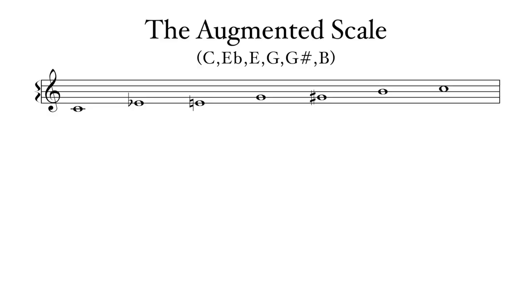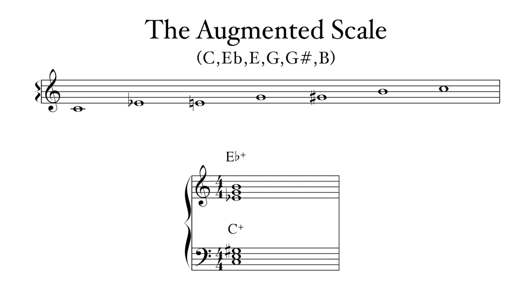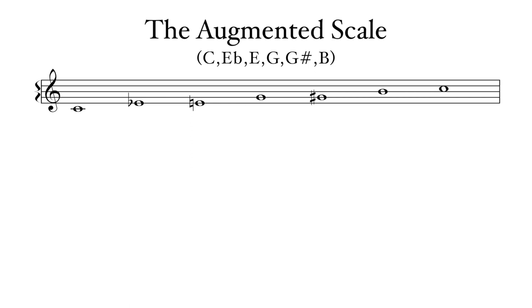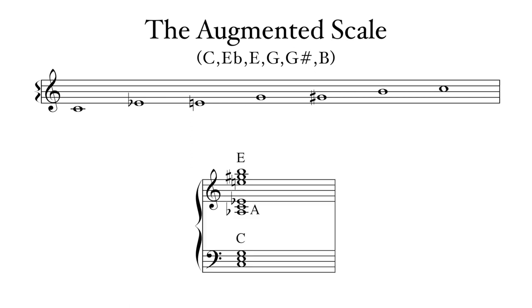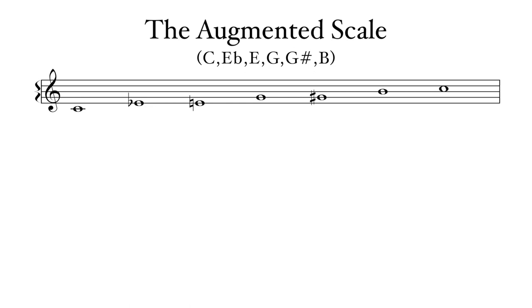The augmented scale. Some composers like to think of this as two augmented triads superimposed over top of each other. Or as three major triads superimposed over top of each other. I like to think of it just as it is, a symmetrical scale composed of a repeating pattern of two intervals, up a minor third, up a minor second.